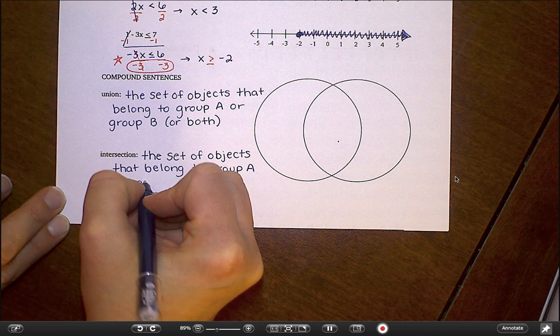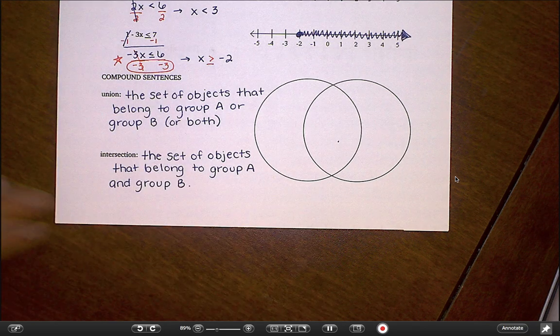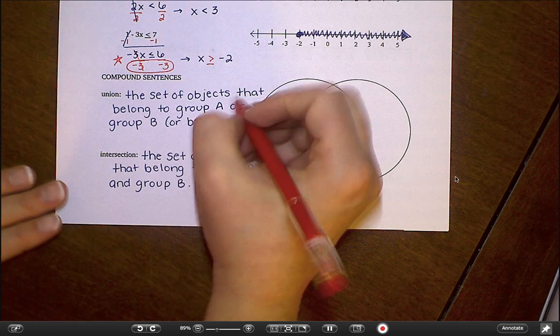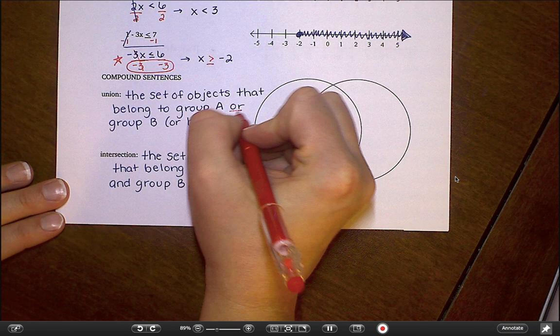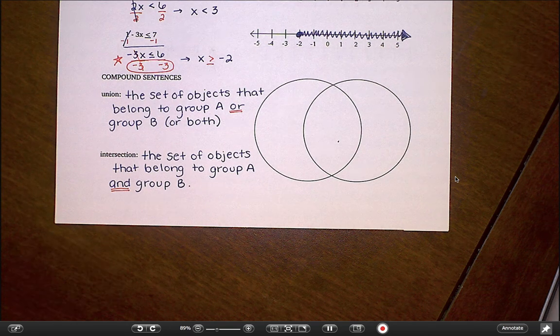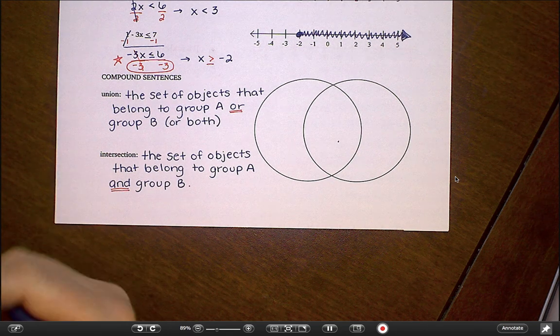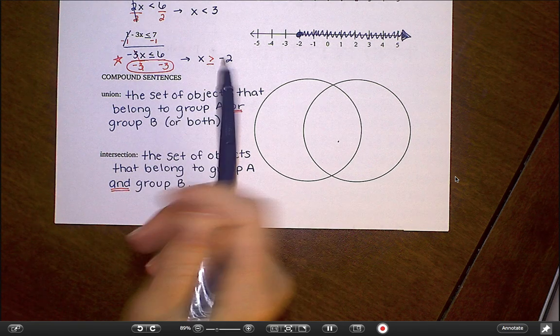So you will notice those definitions are awfully similar to each other. Here's the key difference. This definition uses the word or. This definition uses the word and. Okay? So or goes with the union, and goes with the intersection. And so here's the difference.